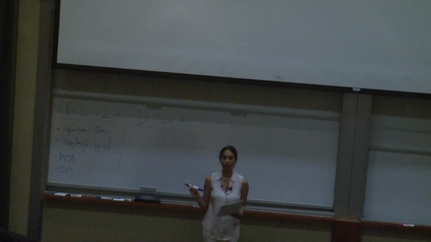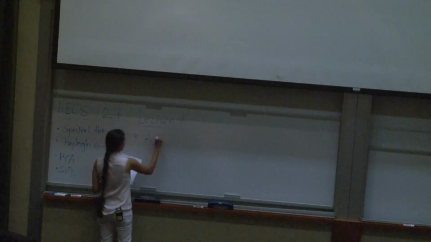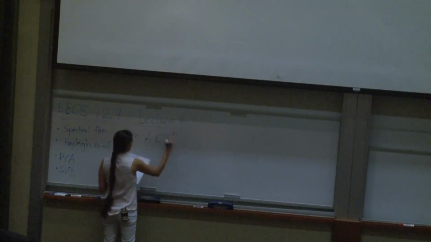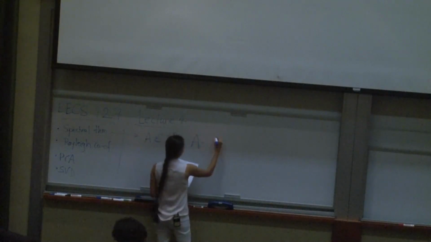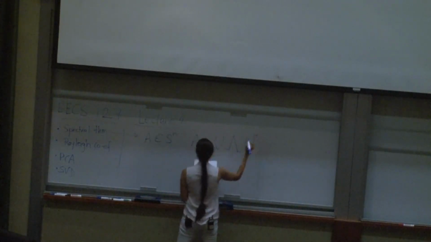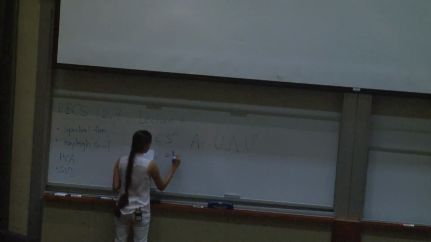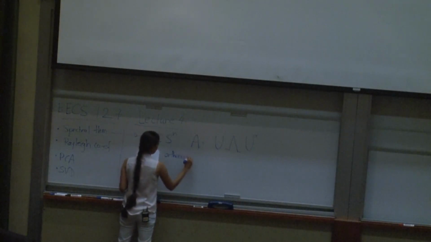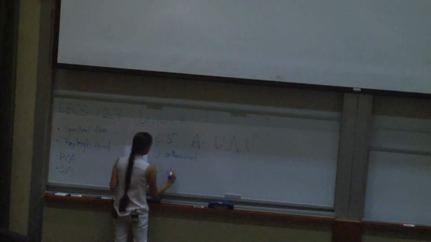So last time we left off talking about the spectral theorem for symmetric matrices. And just as a reminder, what is this spectral theorem? Well, it says that if A is a symmetric matrix, you can express A as U lambda U transpose, where U is orthonormal and lambda is diagonal.